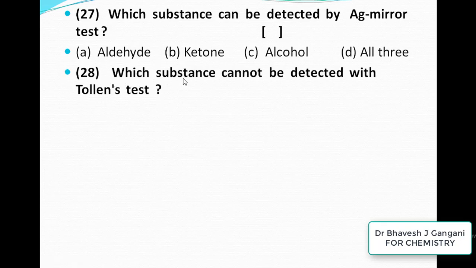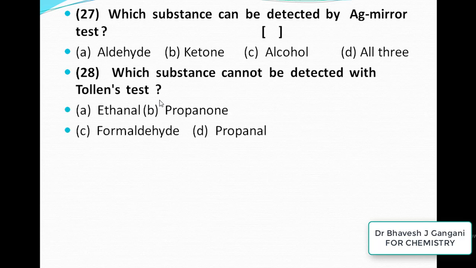Question number 28. Which substance cannot be detected with help of Tollens test? Now this Tollens test can be used for aldehyde only. Ketone cannot be detected with help of this. So find out from this option. Ethanal is aldehyde, formaldehyde is also aldehyde, and propanol is also aldehyde. So answer of question number 28 is B, propanol. Because propanol is ketone and ketone cannot be detected by using this test.